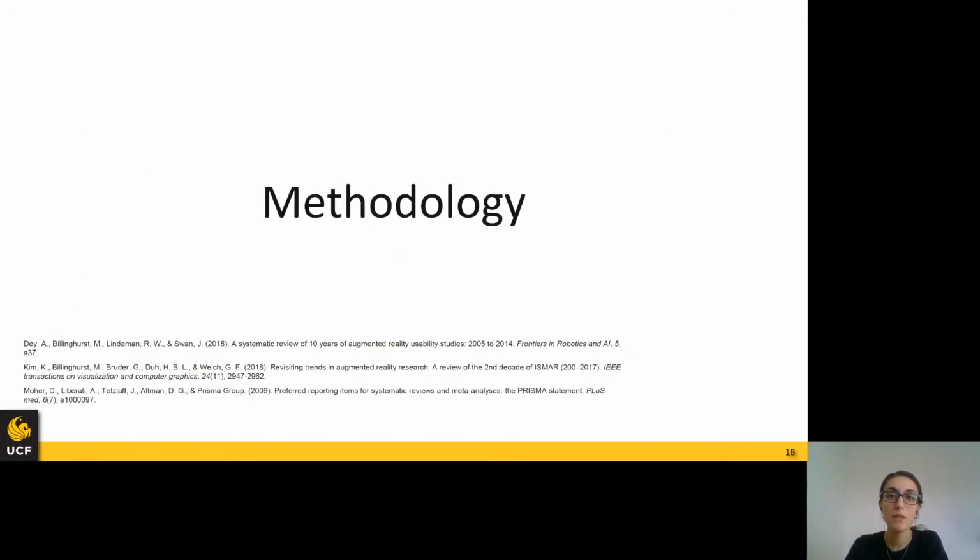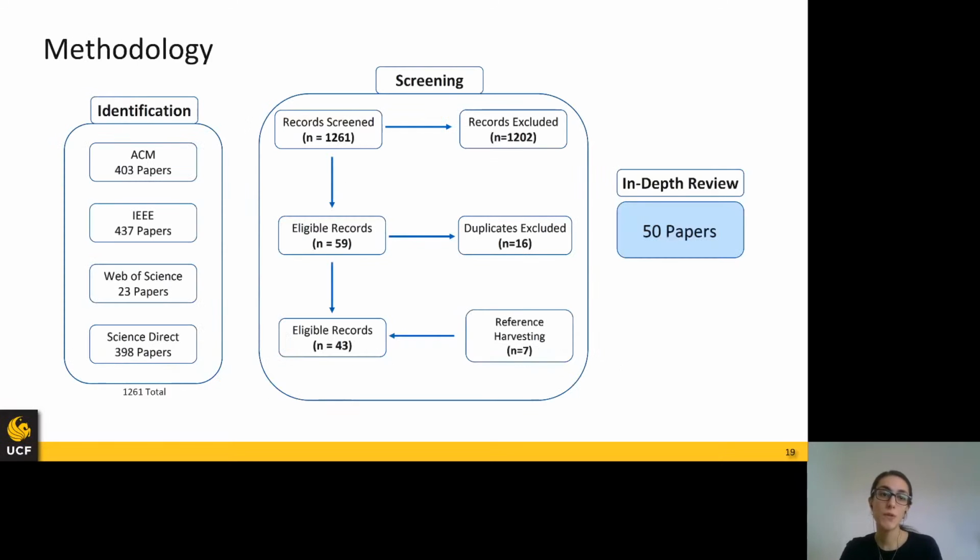For our methodology, we adopted some of the steps of previous related surveys in augmented reality, such as work by Gerd and Kim et al., and also some of the core steps of the PRISMA method, which is devised for systematic literature reviews. I'm not going to go into the details of our methodology, exclusion criteria, and search terms, but the details are present in the paper.